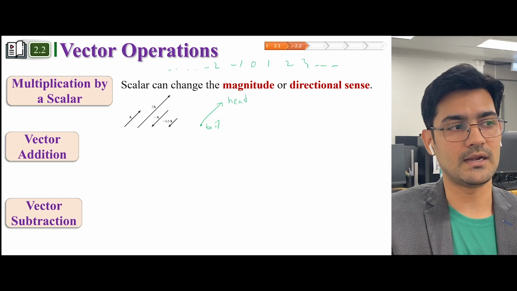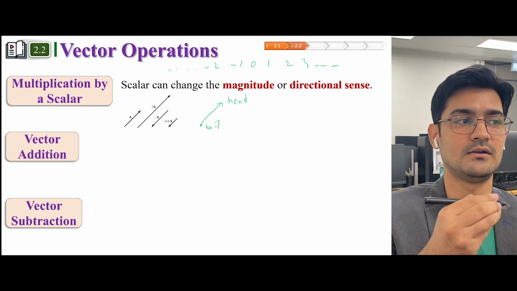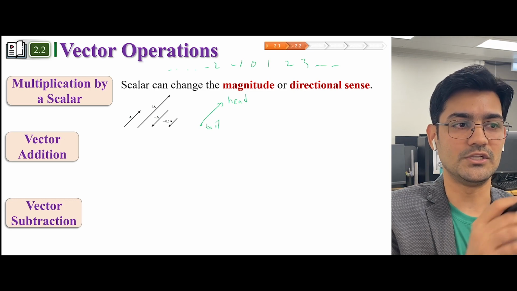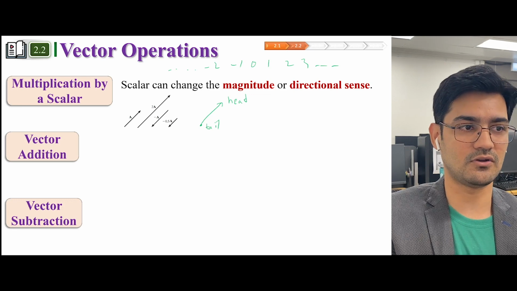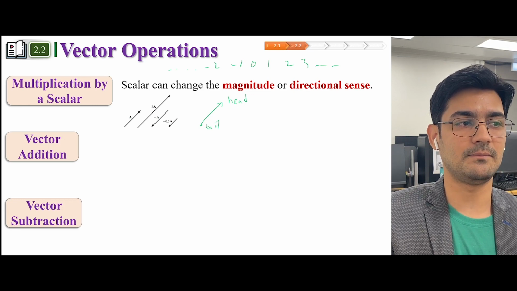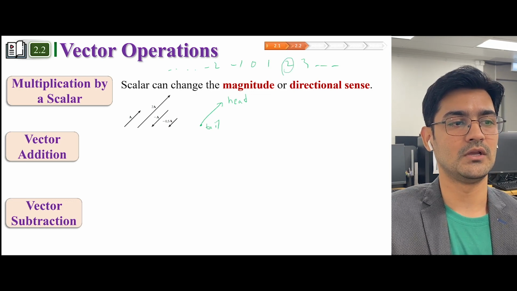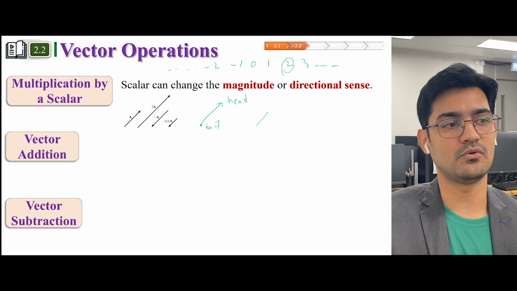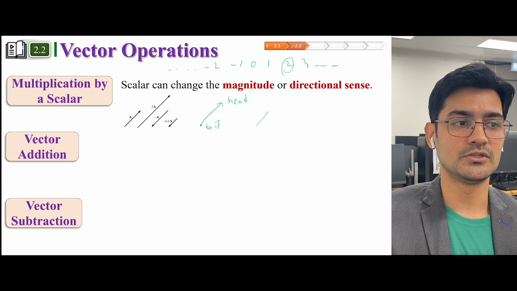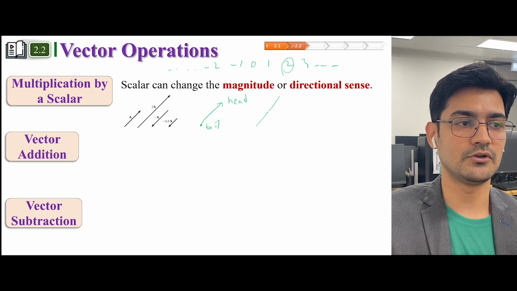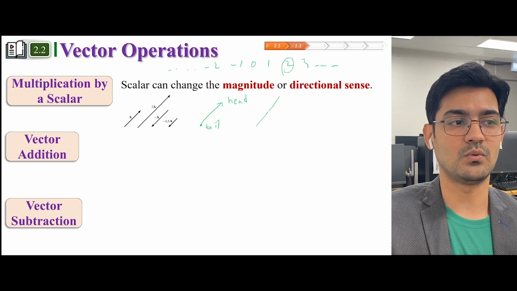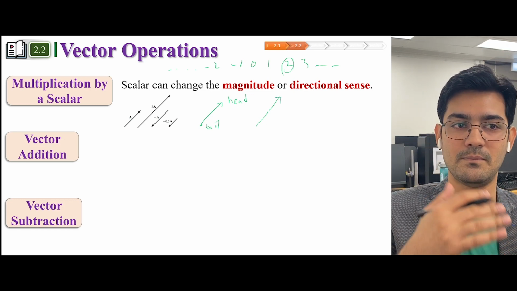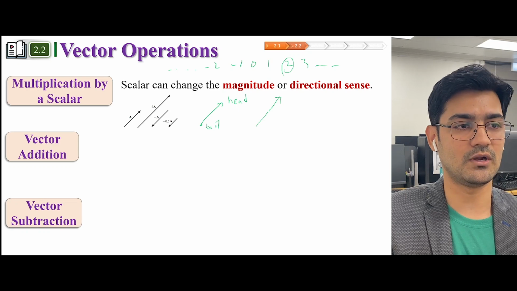So now if we want to multiply this vector by some scalar quantity, then that scalar quantity will change the magnitude or the directional sense of that vector. So let's just say we want to multiply this vector by this scalar 2. What will happen is that this vector's magnitude will get multiplied by 2. So for example, originally it was this much of magnitude. Now by multiplying by 2, you're gonna double the length of that vector. So basically its magnitude will become double, but its direction will remain the same.